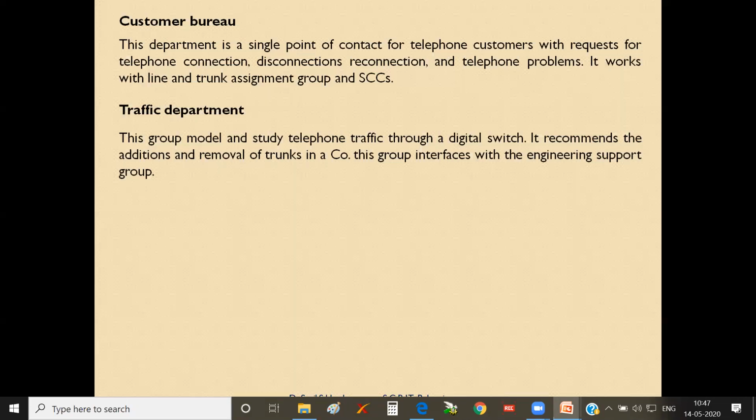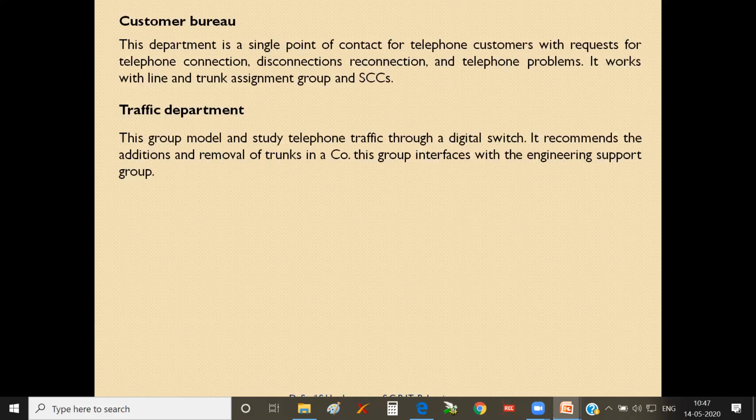Okay, or the person who is there for the customers' requests to the single point of contact. It works with line and trunk assignment group and SCCs. Okay, SCCs. Next, traffic department.